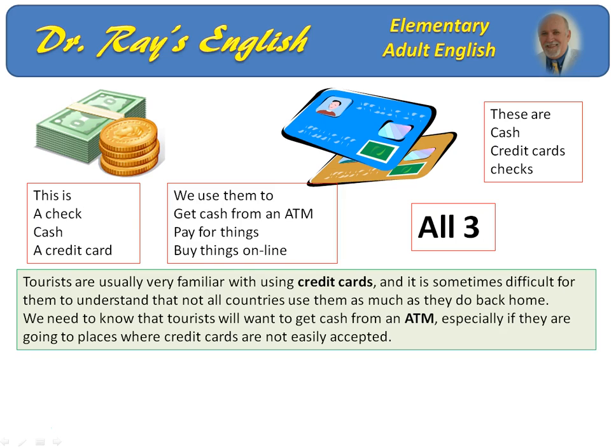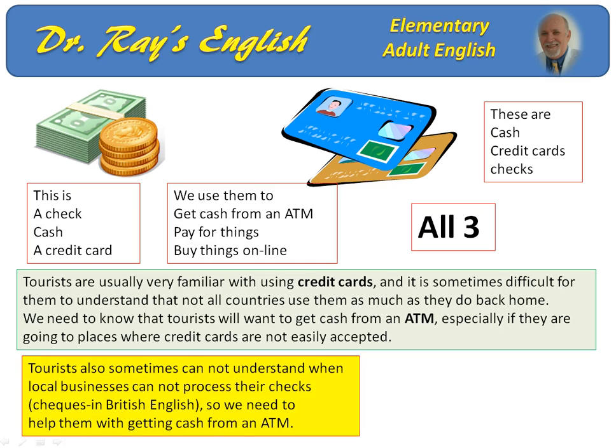Tourists are usually very familiar with using credit cards, and it is sometimes difficult for them to understand that not all countries use them as much as they do back home. We need to know that tourists will want to get cash from an ATM, automated teller machine, especially if they are going to places where credit cards are not easily accepted. Tourists also sometimes cannot understand when local businesses cannot process their checks. Notice the different spelling for British English. So we need to help them with getting cash from an ATM.